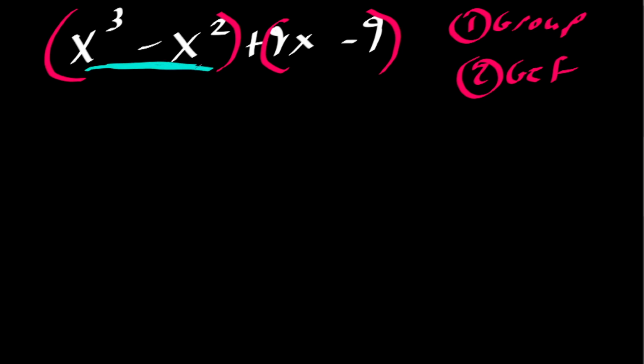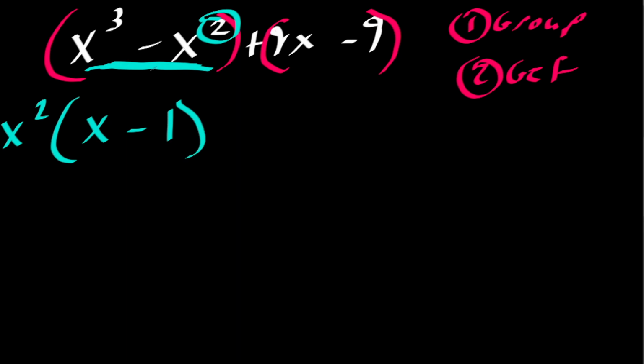So x to the third minus x squared. What is the GCF I could take out of this? Well, both terms have an x, and if all the terms have an x, I can take out the lowest exponent. So I can actually factor out an x squared, which is going to leave me with x minus 1, because when I divide x squared by itself, it just gives me 1. So that's my first GCF step. The second GCF step is going to be the second group, which is 9x minus 9, and we can factor a 9 out of that. And it would leave me with x minus 1.